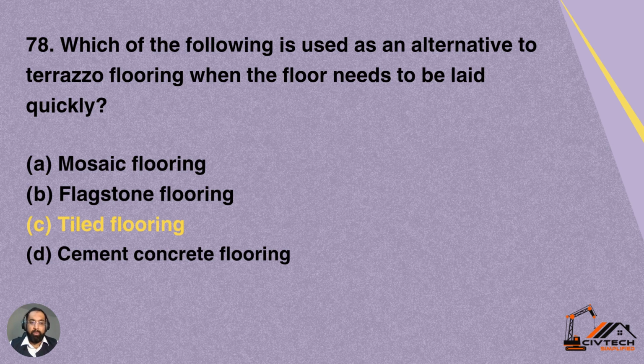Question 78. Which of the following is used as an alternative to terrazzo flooring when the floor needs to be laid quickly? In cases where we want to lay a quick floor and we want to replace the terrazzo flooring, what is the available alternate option with us? Option A, mosaic flooring. B, flagstone flooring. C, tiled flooring. D, cement concrete flooring. So the quick option out of all these is tiled flooring. Option C is correct for this question.